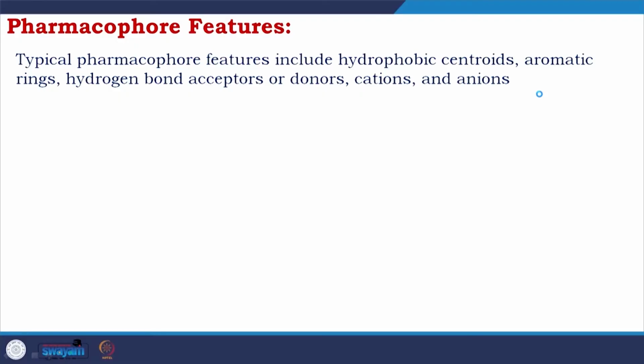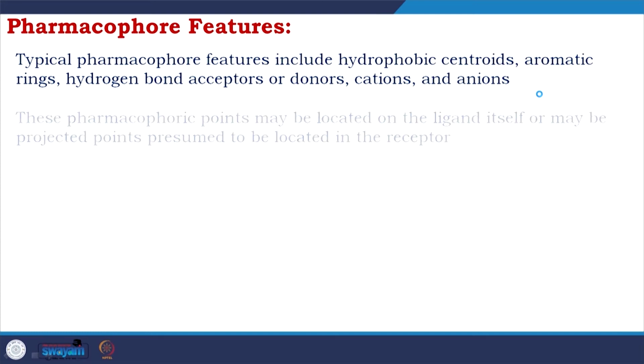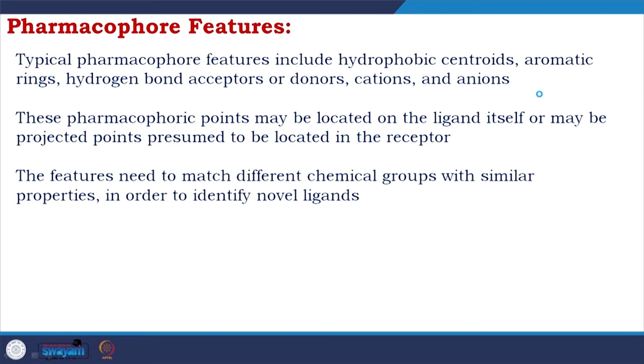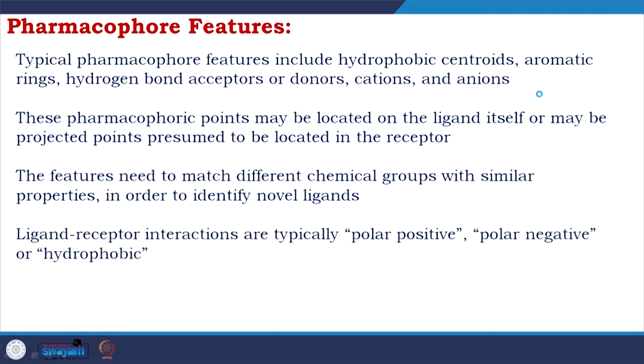Pharmacophore features. Typical pharmacophore features include hydrophobic centroids, which you see, aromatic rings which will be involved in base stacking and all, hydrogen bond acceptors or donors, cations and anions. These pharmacophoric points may be located on a ligand itself or may be projected points presumed to be located in the receptor. The features need to match different chemical groups with similar properties in order to identify novel ligands.